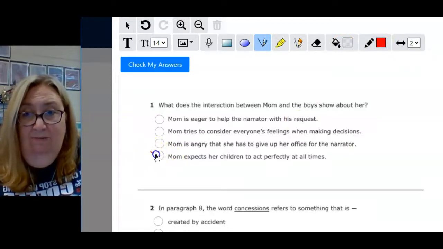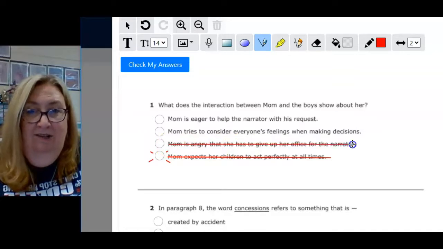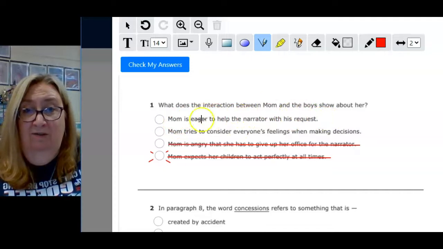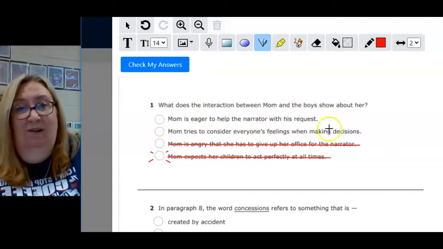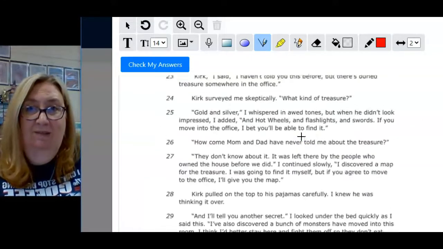Okay, and I'm going to say, you know what? That's not it. She doesn't expect him to be perfect, and actually I don't like the way that works on this one. I'm going to draw a line through it. She didn't expect him to be perfect, and she isn't angry. So I need to look at these two answers. Mom is eager to help the narrator with his request, or Mom tries to consider everyone's feelings when making decisions.